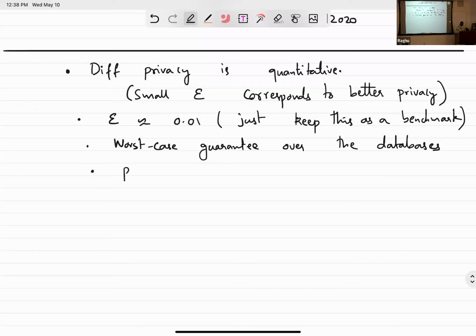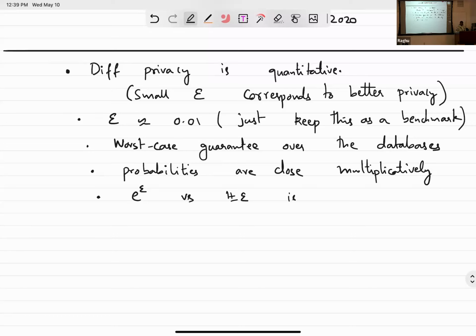And probabilities are close multiplicatively. This is something to keep in mind, and that's why this is a very strong notion. Even rare events, you need to be very close. And as I said, e to the epsilon versus 1 plus or minus epsilon is just convenience.